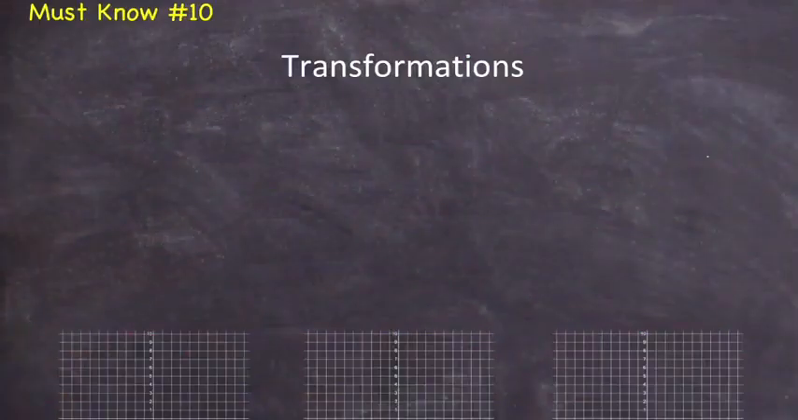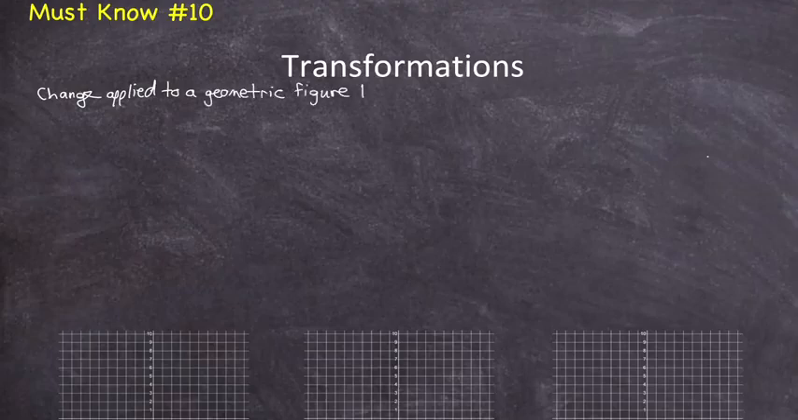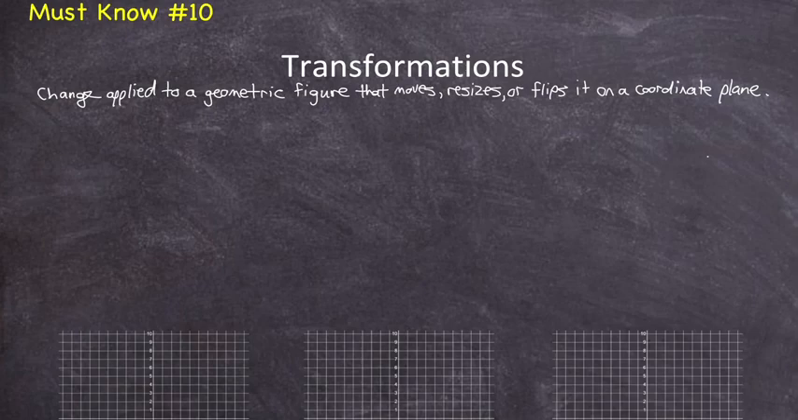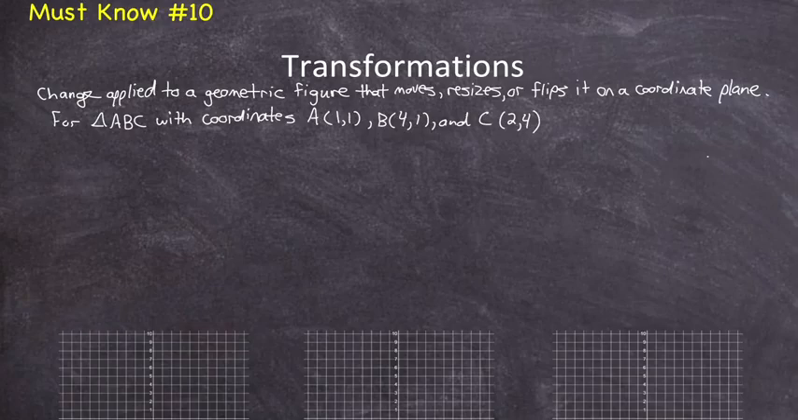Must know number 10, transformations. A transformation is a change applied to a geometric figure that moves, resizes, or flips it on a coordinate plane. So if we have some triangle ABC with the following coordinates, let's look at 3 of the main types of transformations that you might see.